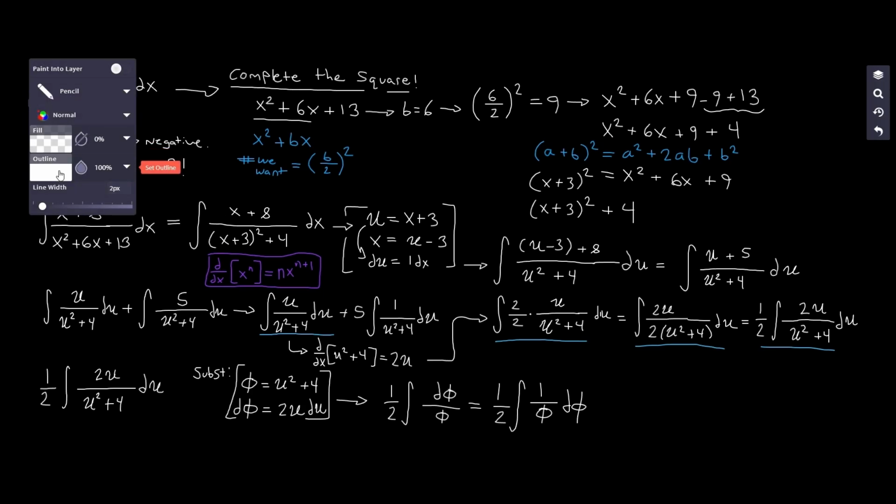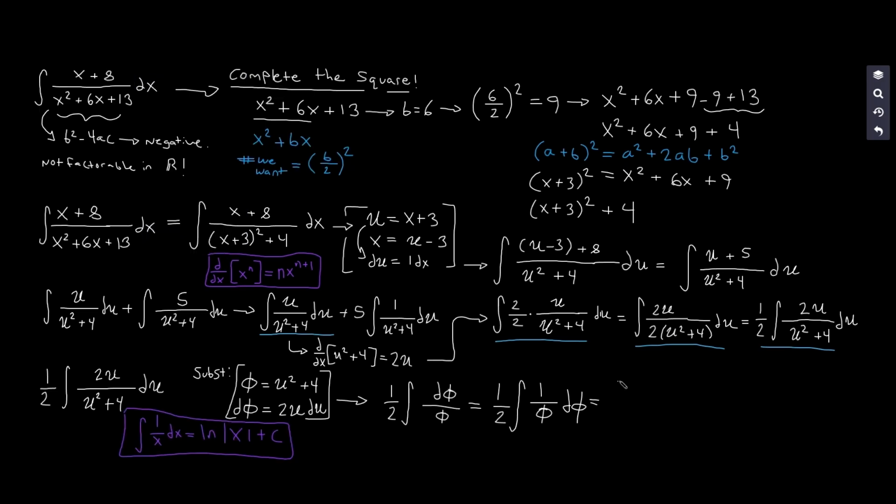Hold on, let me write out our logarithm rule. So that's going to mean that this is going to be 1/2 the natural logarithm, the absolute value of phi plus c, and that this is going to equal 1/2 the natural logarithm of what we set phi to. We're going to hit it with a back substitution: u squared plus 4 plus c.